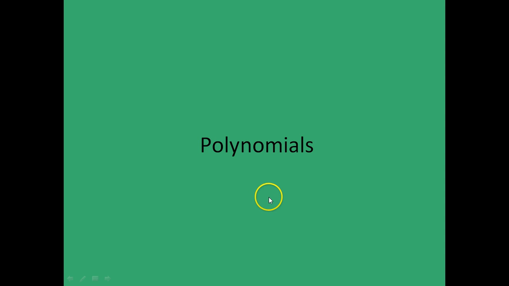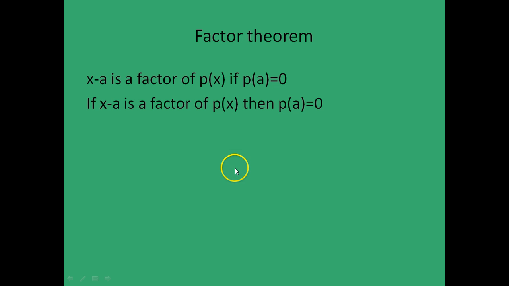Hi, this is a continuation of our last lecture on polynomials. Last time we introduced basic terminologies related to polynomials. We looked at the long form division associated with polynomials and also a theorem called the remainder theorem. This time we'll start with a theorem called the factor theorem, which is given as such.